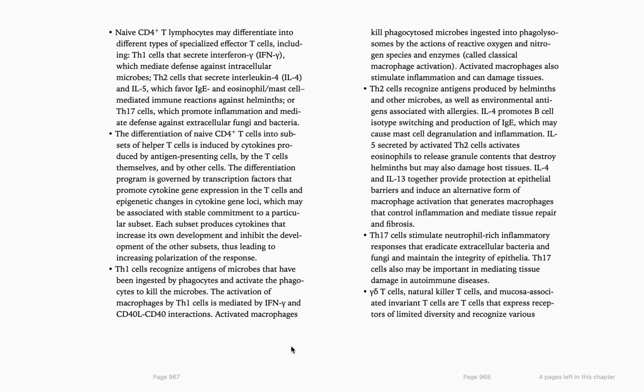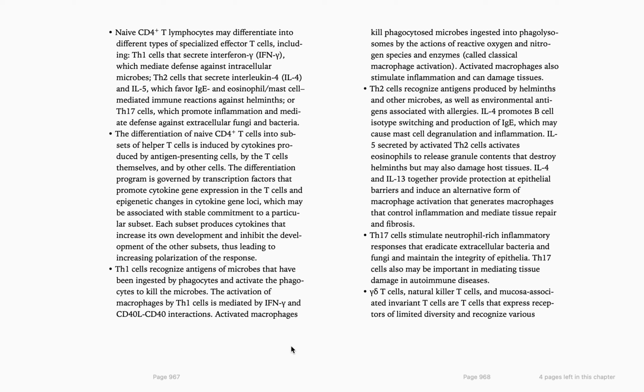Interleukin 5 secreted by activated T helper cells activates eosinophils to release granule contents and destroy helminths, but may also damage host tissue. Interleukin 4 and interleukin 13 together provide protection at epithelial barriers and induce an alternative form of macrophage activation that generates macrophages that control inflammation and mediate tissue repair and fibrosis.